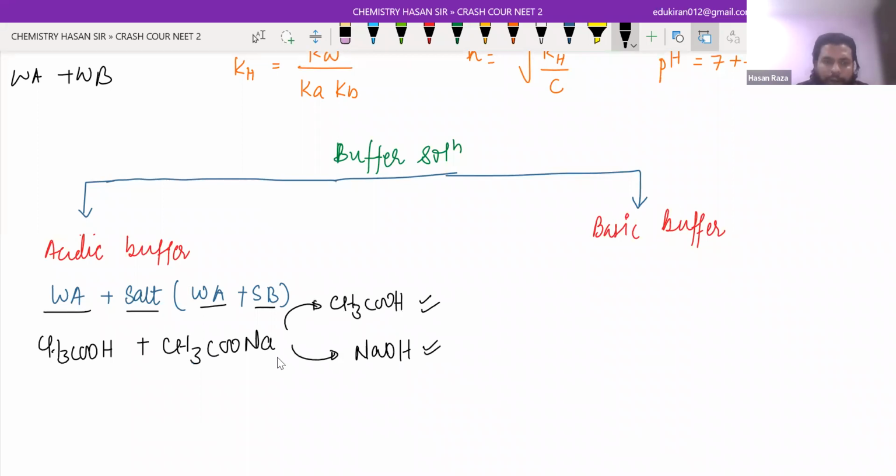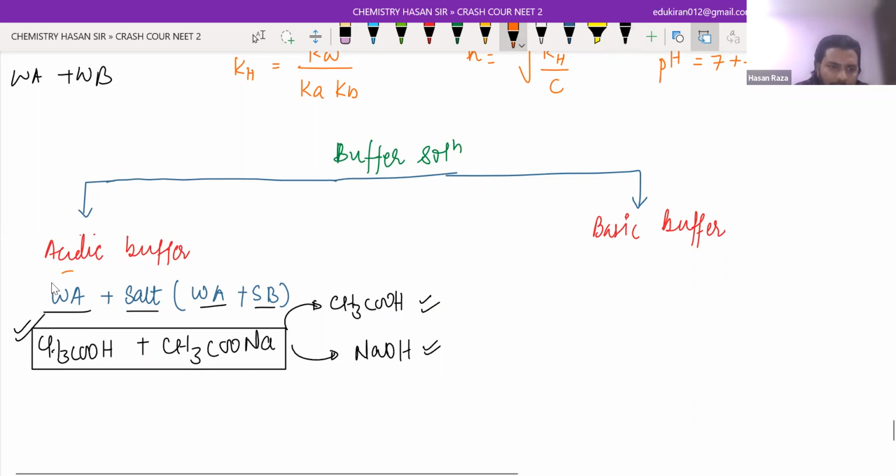Are you getting my point? So this mixture, you can see CH3COOH and CH3COONa, is an acidic buffer. Is that clear? So any solution which contains a weak acid with a salt of a strong base is called an acidic buffer. Are you getting my point?